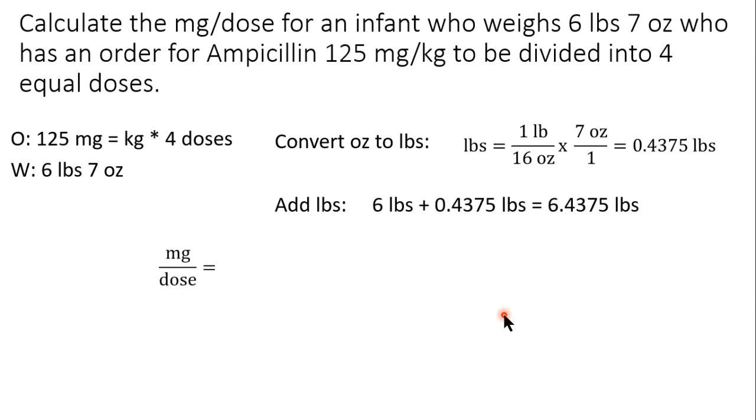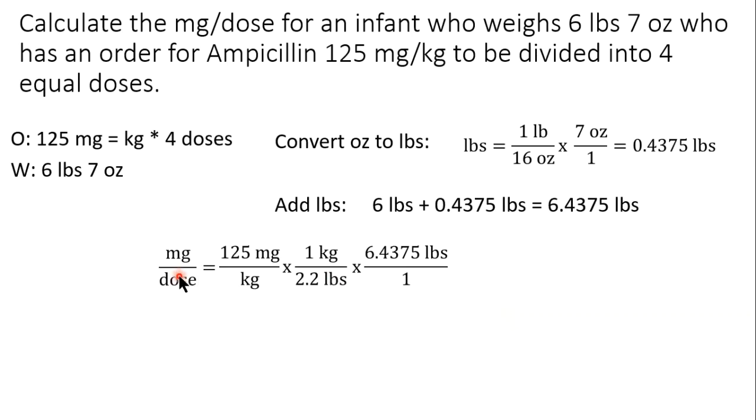Now we're trying to solve for milligrams per dose, so we put milligrams on top. So 125 milligrams per kilogram. Since we have the weight in pounds, we use a conversion factor. So times 1 kilogram over 2.2 pounds times the weight of the patient, 6.4375 pounds, with a 1 on the bottom as a placeholder.